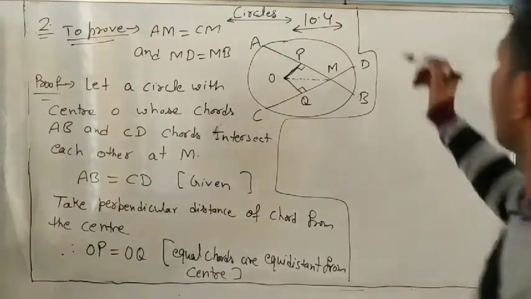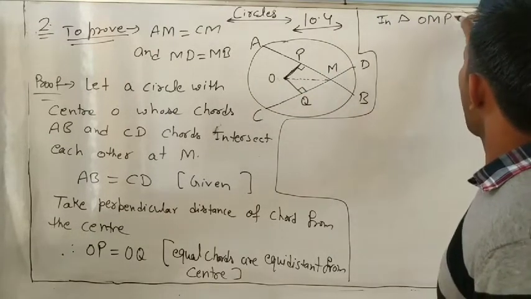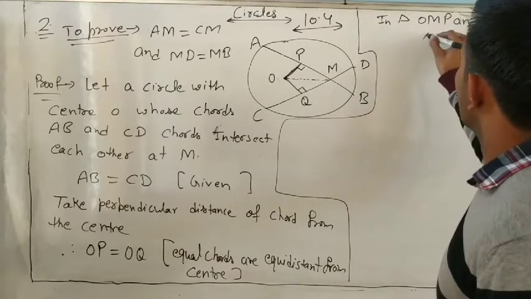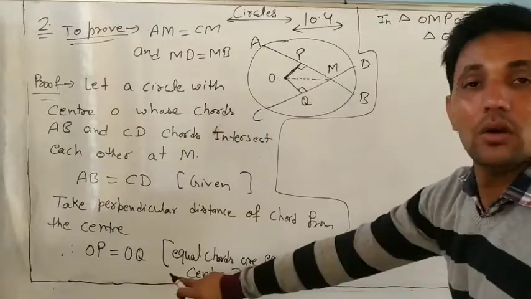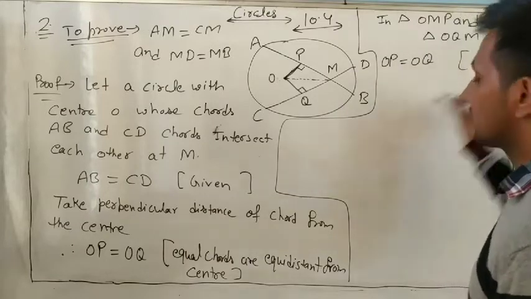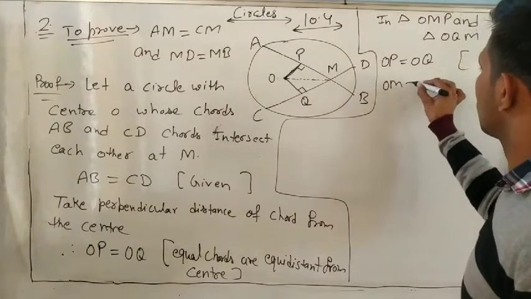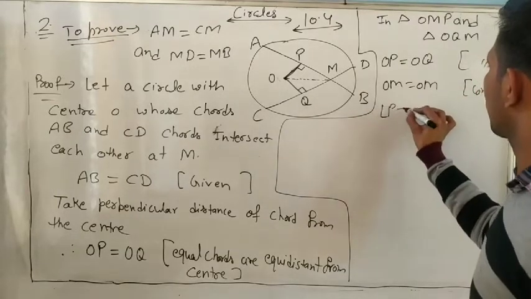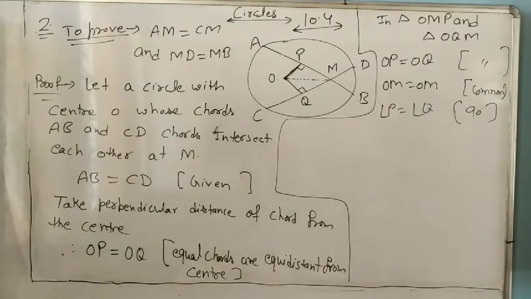So take triangle OMP and triangle OQM, and tell me: OP equal to OQ, already proved. The reason you can write is: equal chords are equidistant from the center. Next, OM equal to OM, common. Next, angle P equal to angle Q, 90 degrees. So they are congruent by RHS.